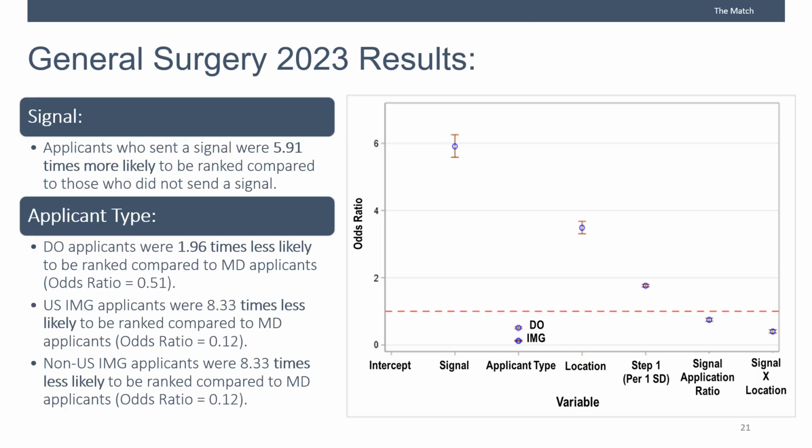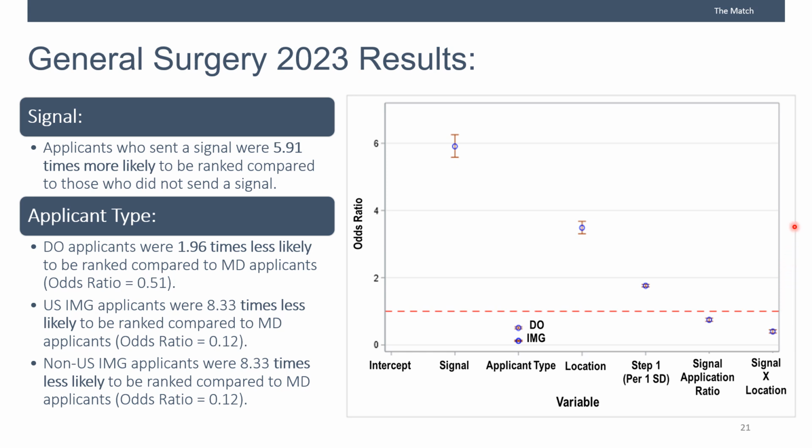Now let's get into our MLM results for general surgery. I'm just going to give you an overview of how to interpret this image here. So the odds ratio for each predictor are displayed as these blue circles. And then the red dashed line inside of them denotes the standard deviation, also known as the variance of that predictor. The horizontal red dashed line here demonstrates an odds ratio of 1, which is our base likelihood.